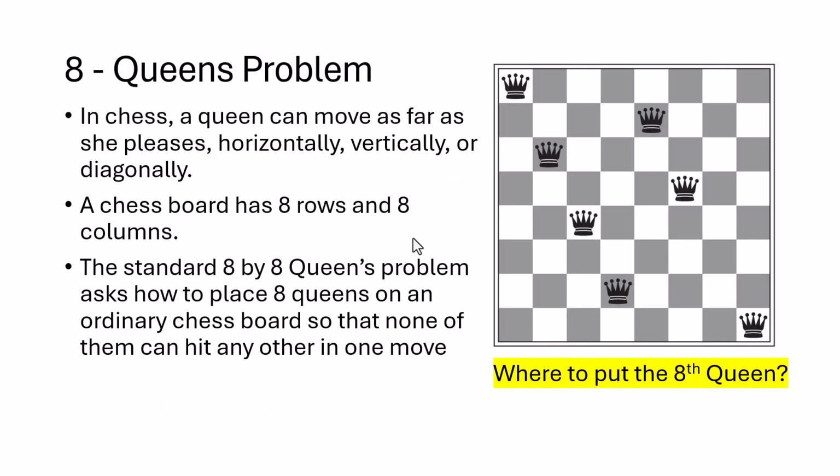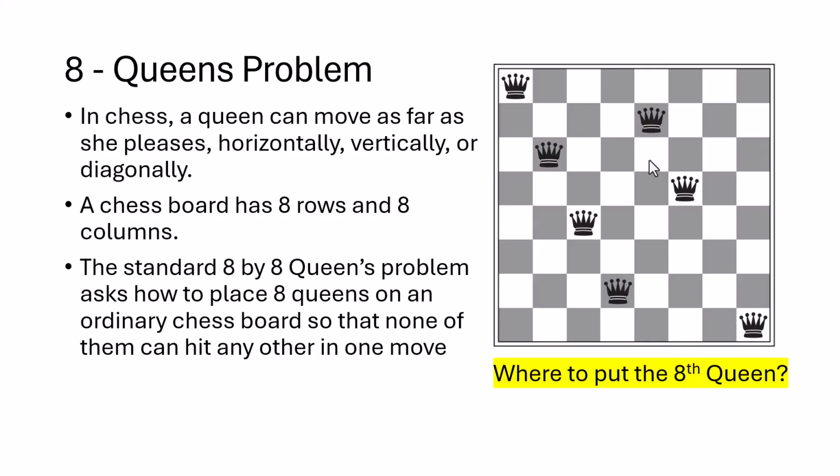Next, we will discuss the 8 queens problem. In chess, a queen can move as far as she pleases, horizontally, vertically, or diagonally. See here in the adjacent board, this is a queen, it can go horizontally, vertically, and diagonally. Okay, so you can see that a chessboard has 8 rows and 8 columns. The standard 8 by 8 queens problem asks how to place 8 queens on an ordinary chessboard so that none of them can hit or attack any other in one move.